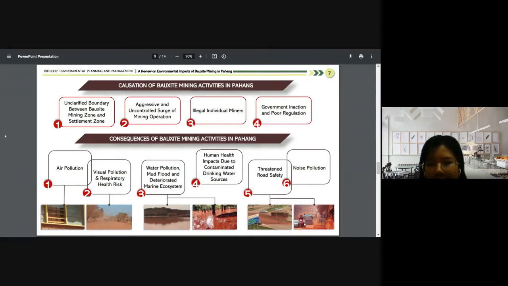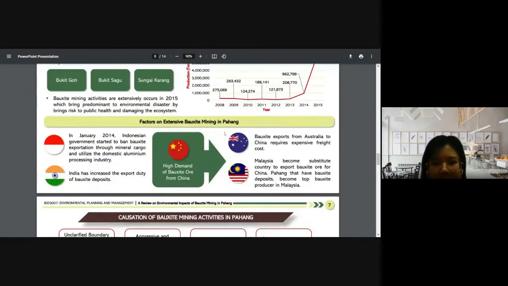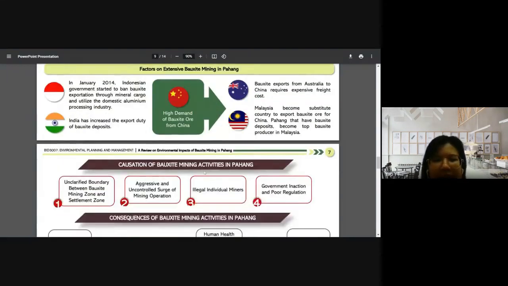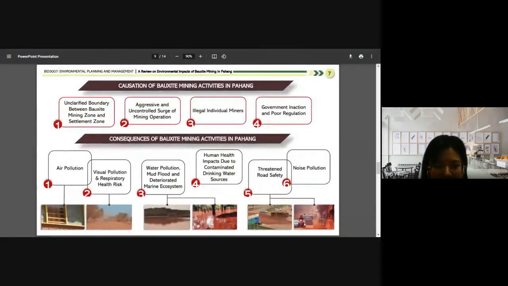And the last one is noise pollution. When the mining is conducted, they will use heavy machinery and lorries, and because the activity is near the community settlement, the noise will be produced and lead to significant effects on health like hearing loss and sleep disturbance.